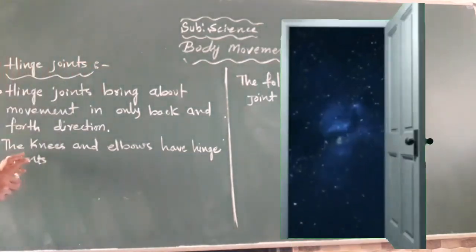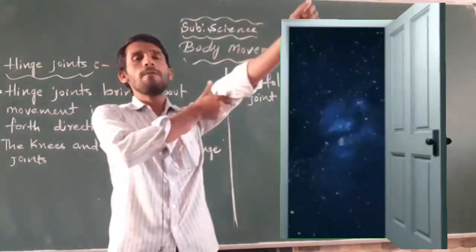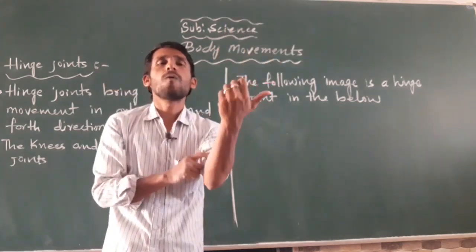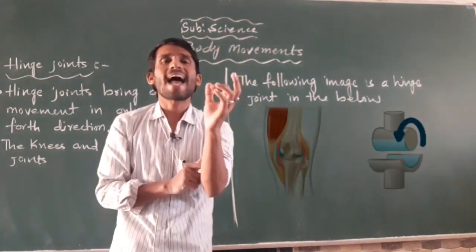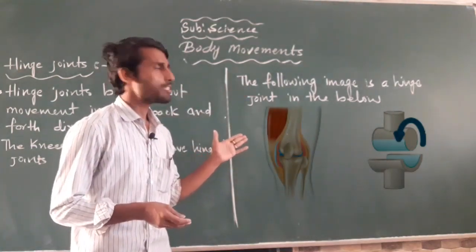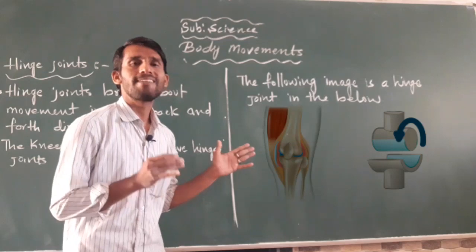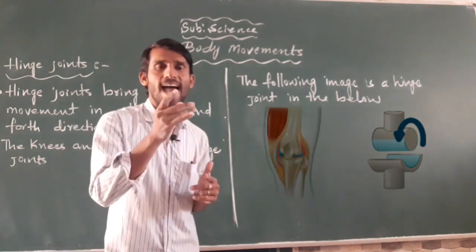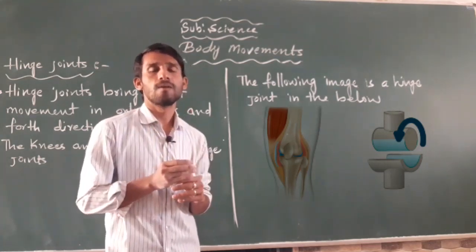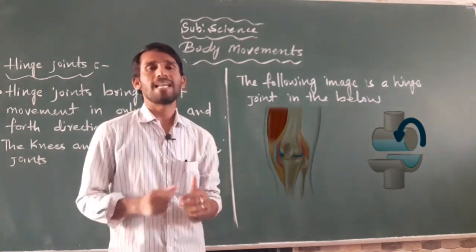See, next point, the knees and elbows have hinge joints. See here, this is the elbow. Here we have a hinge joint, so we are able to move only in a back and forth direction. Dear friend, let us see these images. The following images show us hinge joints. A hinge joint is nothing but where we are able to move in a back and forth direction only. Those joints we call hinge joints. In the human body we have hinge joints in the elbow and knee only.